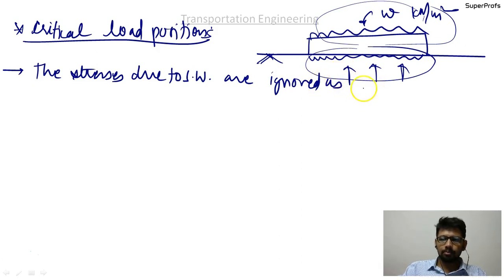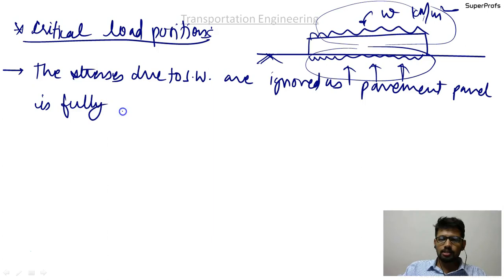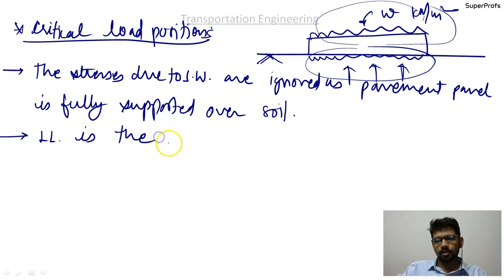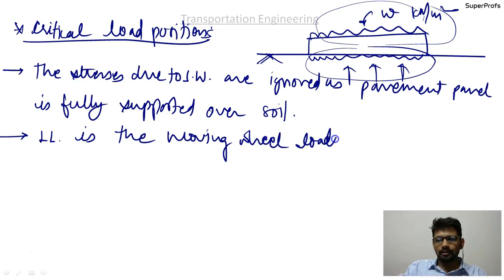as the pavement panel is fully supported over soil. The second point is that the live load on the pavement is moving wheel loads. So we have to now decide the position of this moving wheel load at which the stresses are going to be critical.